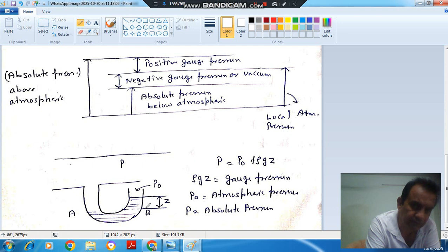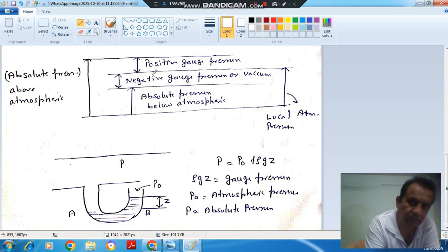The total pressure here is P naught plus rho g Z, and the total pressure here is P. Both are balanced. So P will be P naught plus rho g Z. That is the way to measure pressure.